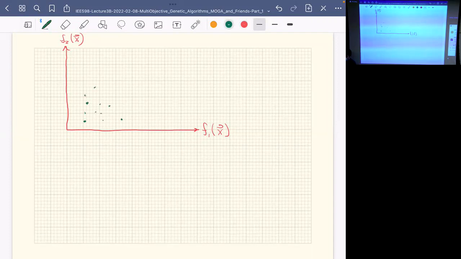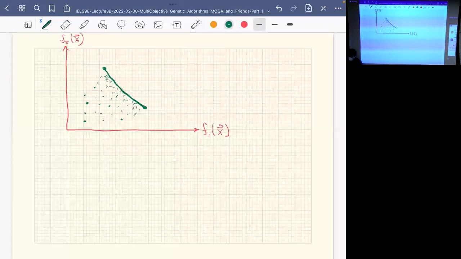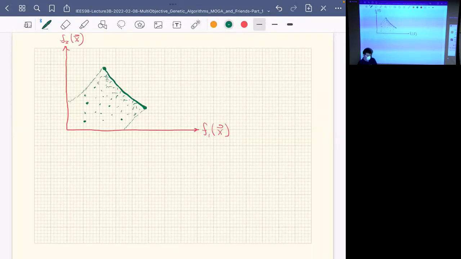If I were to randomly search through all of my decision space, and for every point that I found, I plotted the F1 and the F2 together, then I would start to fill out a space here. But that space would eventually have a region where it would not move beyond. And so you would end up getting this line at the edge of this region. There might also be voids, down here and here.